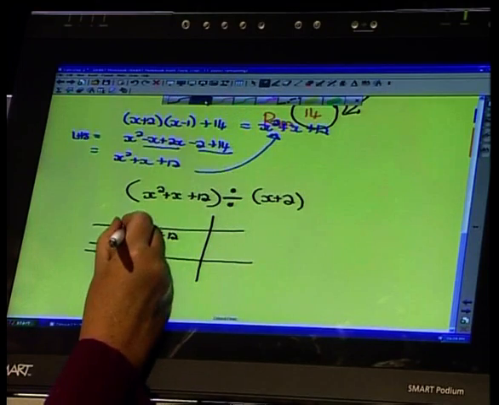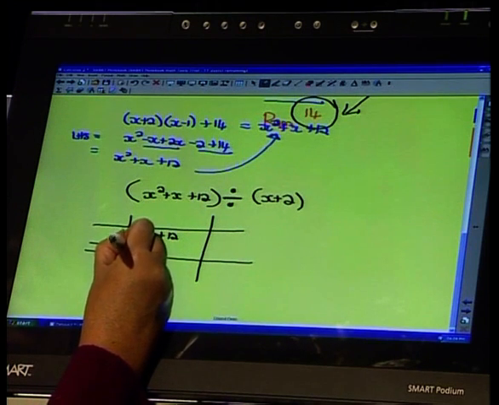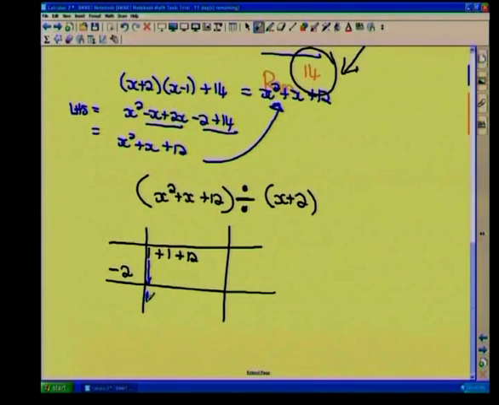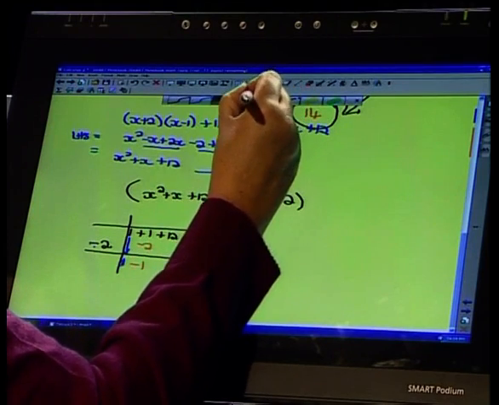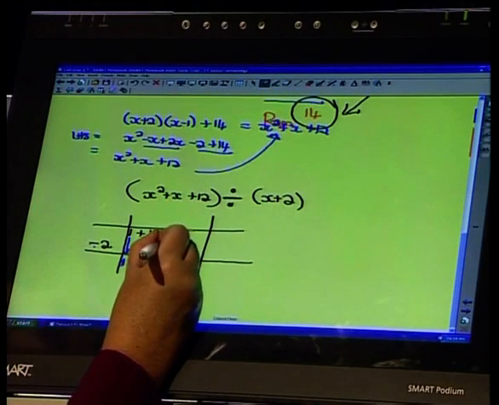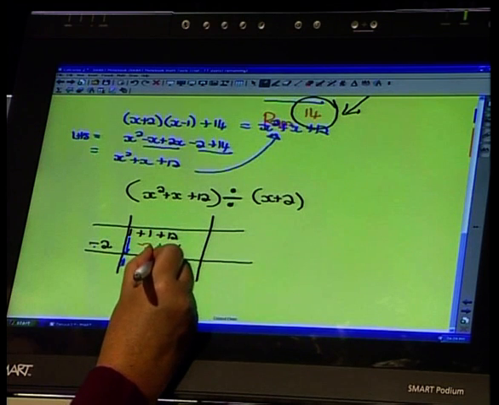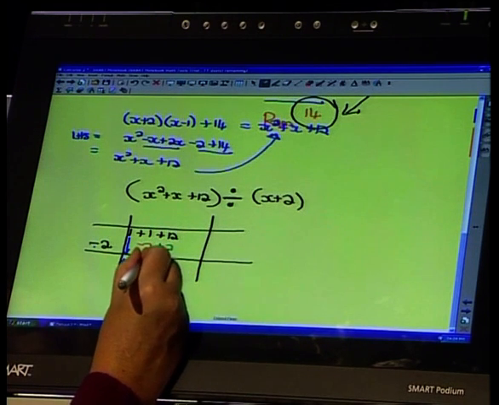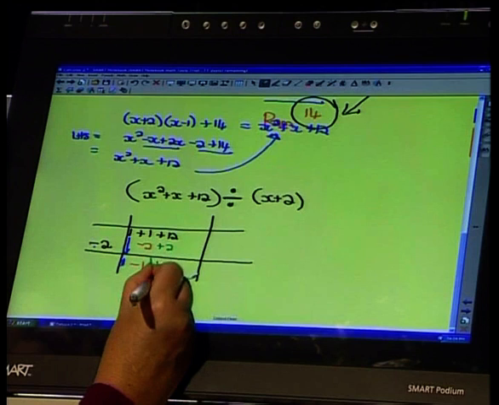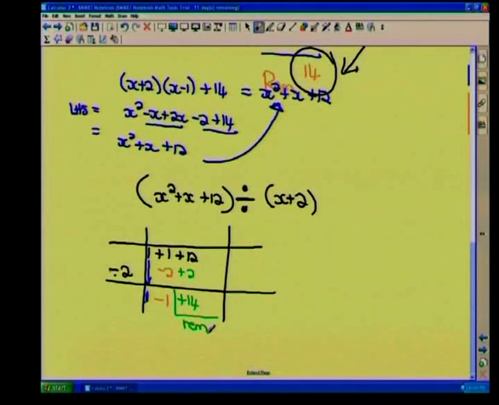Now, this value here comes straight down as it stands, so it's just a 1. Then I say that times that, and the answer is going to be minus 2. I then add these. That's what's different to the other. So I'm going to get minus 1. I then times that by that, and I get plus 2. And I then add these, which gives me plus 14. This last thing here is always the remainder.